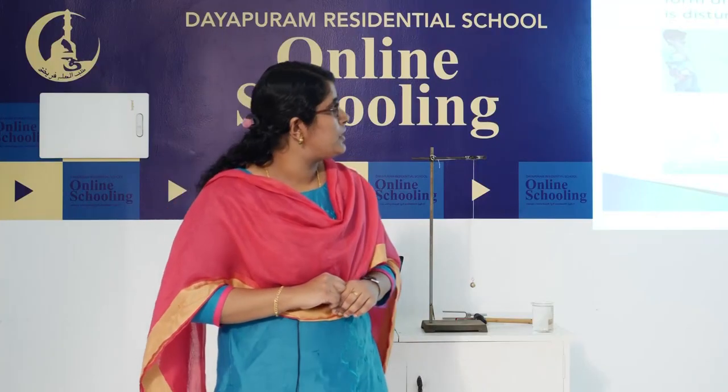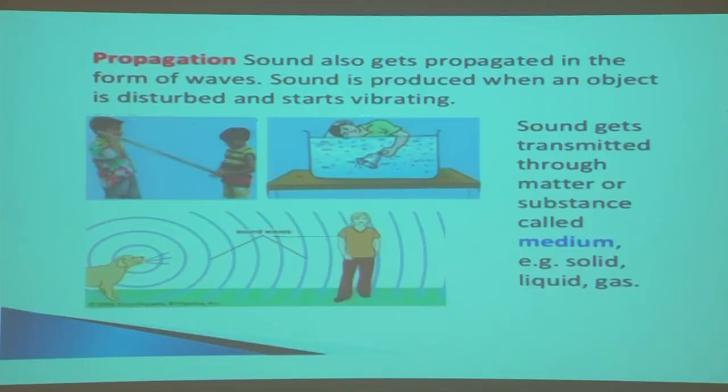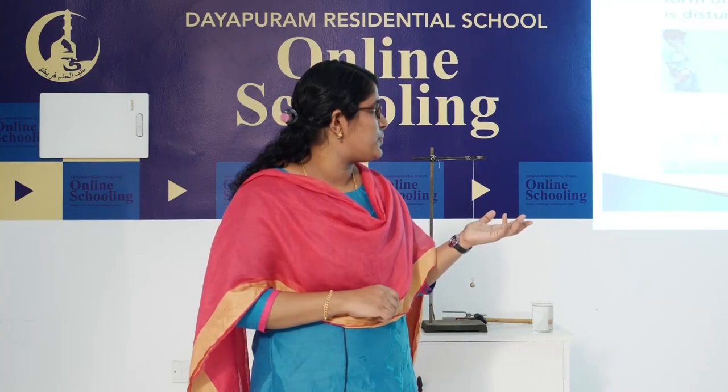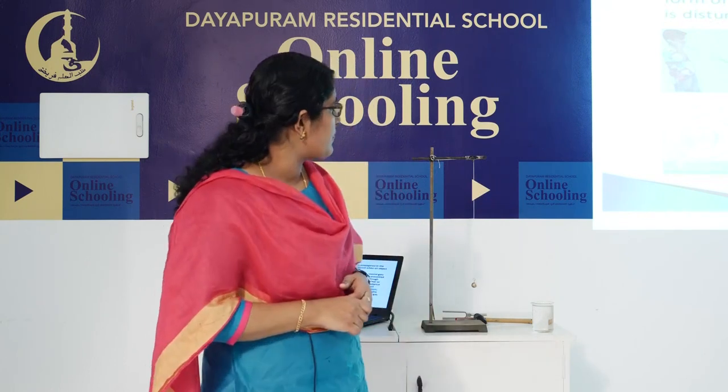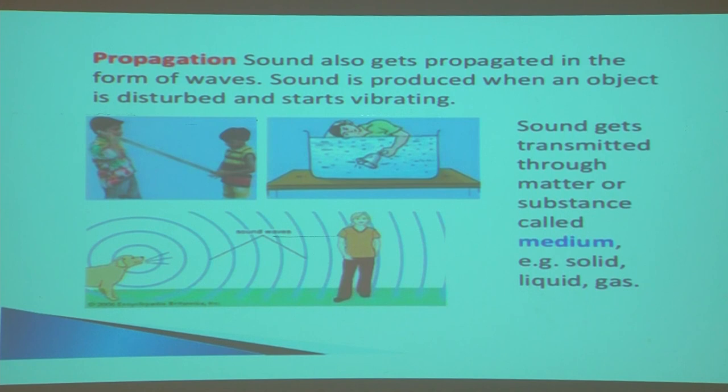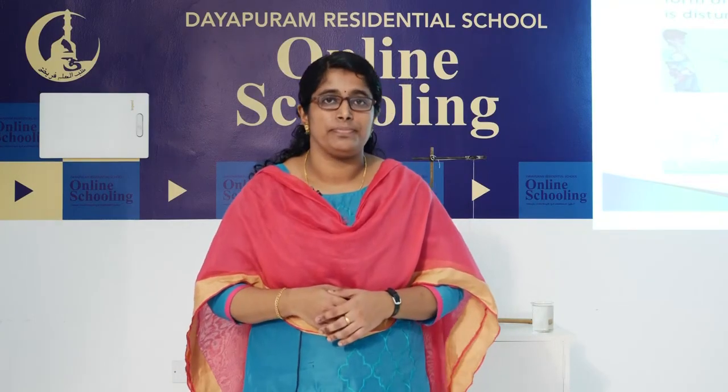Next, sound is propagated through water as well, that means liquids. See, the bell is ringing, right? The person above the water surface can also clearly hear the bell sound. How? Because, as I already explained, sound can be transmitted through liquids as well. The third one: without air, communication is not possible. Sound is obviously transferred through air molecules. So sound gets transmitted through a medium, which can be solid, liquid or gas, in the form of waves. That's what we have explained so far. Is that clear?